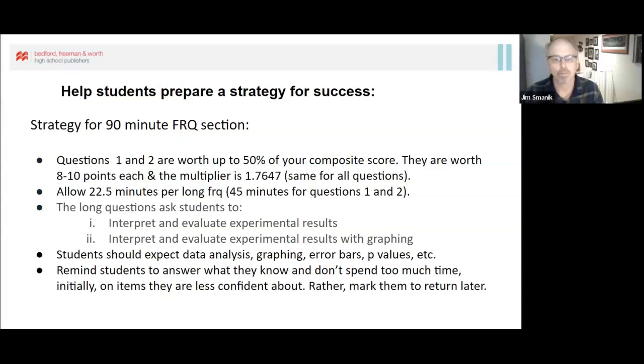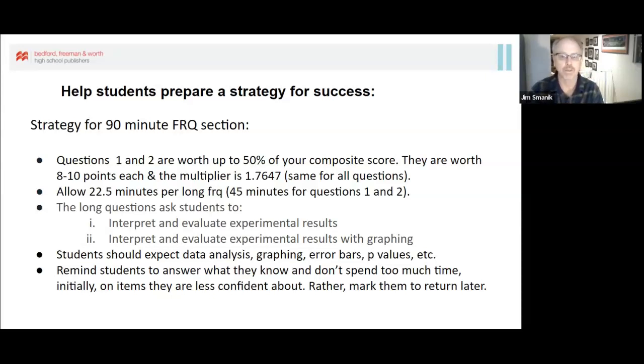So Paula already talked about the long questions, and that's straight from the College Board. Just know the graphing. When we talk about graphing or the experimental results, they expect data analysis, graphing, error bars, p-values. So what does a low p-value mean? It means you have less chance of those results happening by chance, by randomness. So make sure your kids know that.